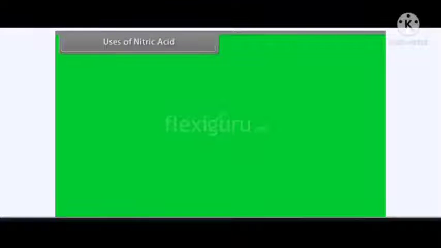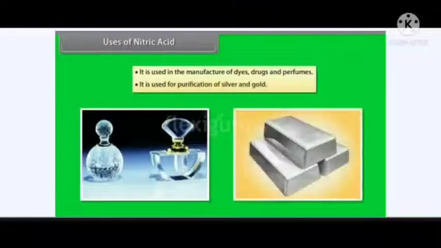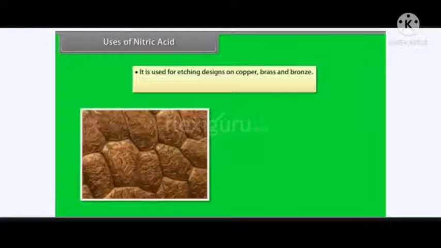Uses of nitric acid. The important uses of nitric acid are following. It is used in the manufacture of dyes, drugs and perfumes. It is used for purification of silver and gold. It is used for etching designs on copper, brass and bronze.